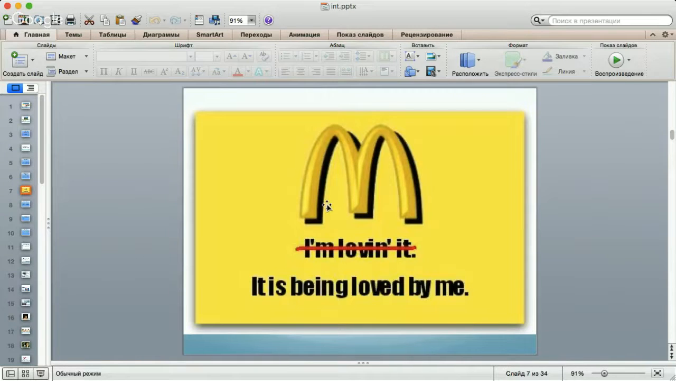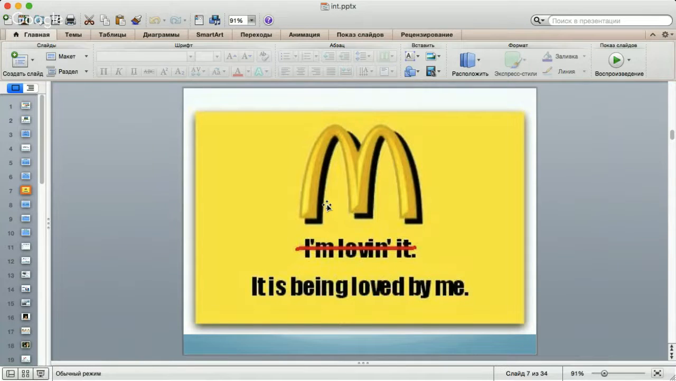Okay, so here we've got an example of passive voice in present continuous tense. So the example of its usage. A very, very famous advertisement known by almost everybody. Like McDonald's, I'm loving it. How can we transform it into passive voice?